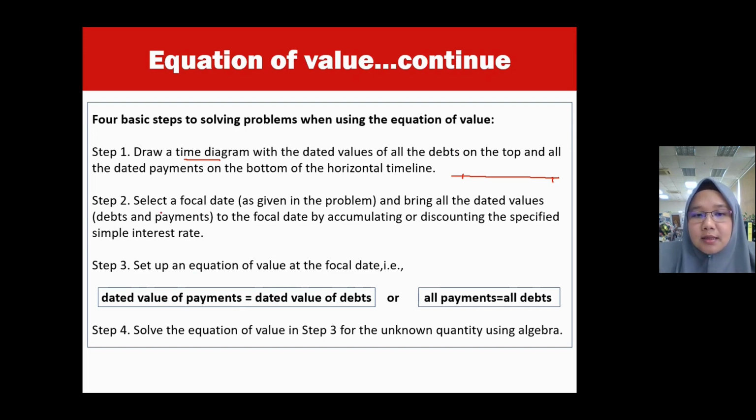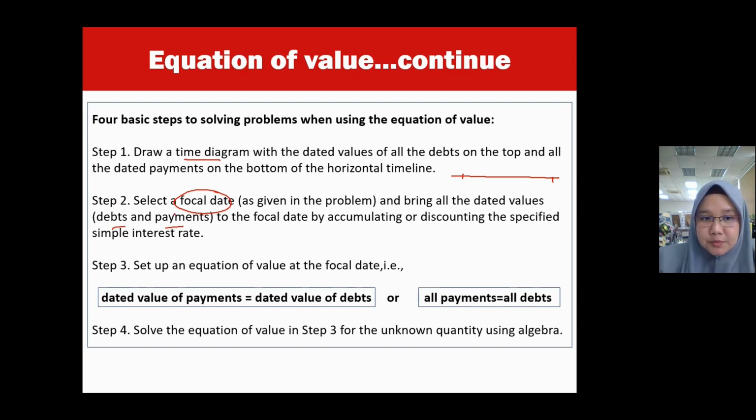Then step 2, we select a focal date. Normally this focal date is already given in the problem, or in the question. If it doesn't give any focal date, we will assume that the focal date is the present. And we need to bring all the dated values, which are debts and payments, to the focal date by accumulating or discounting at the specific simple interest rate.